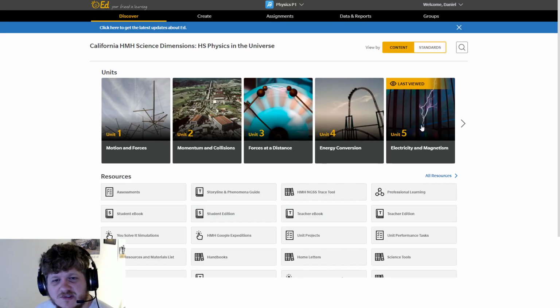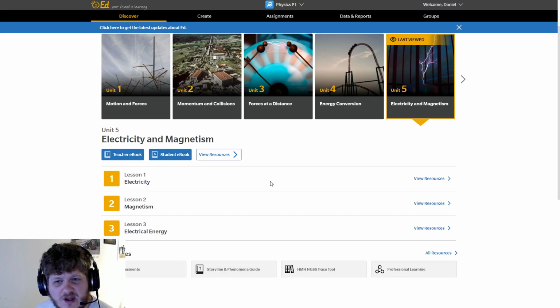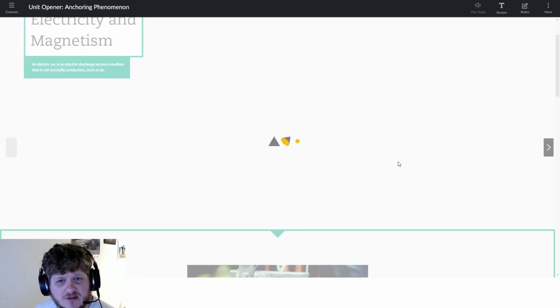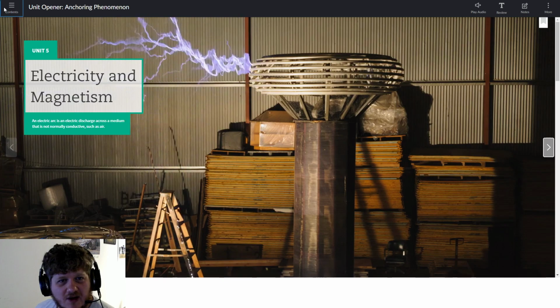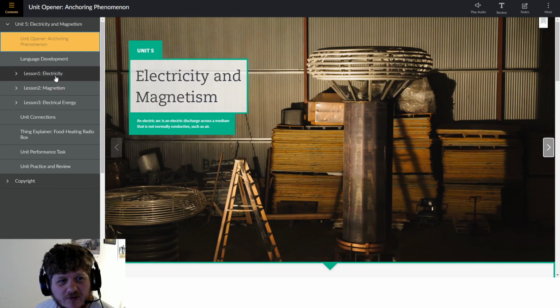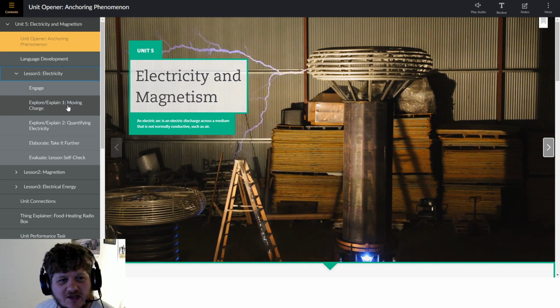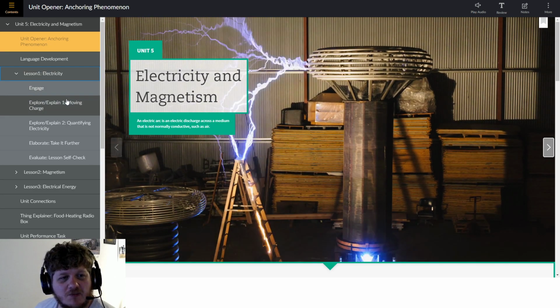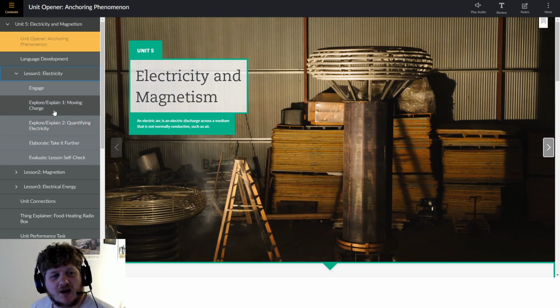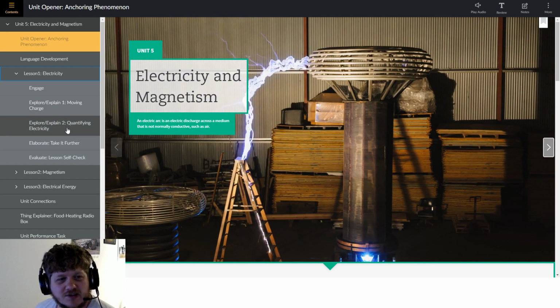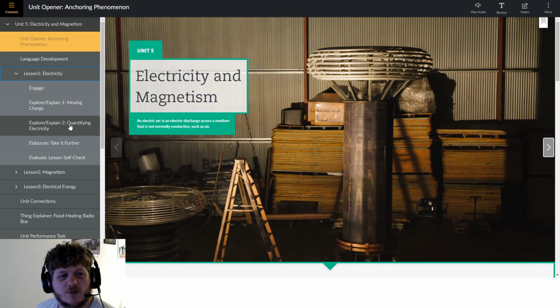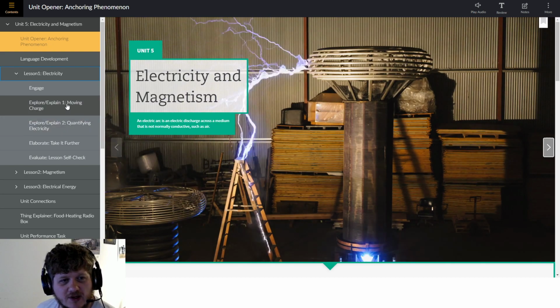Alright, so you click on Unit 5, and then what we're going to be doing is Lesson 1. So you can click on that, or you can just click Student eBook, and it'll load up the ebook for the unit, and then under Contents, we can skip over to Lesson 1, which is Electricity, even though it's really cool to sort of see the Tesla coil going. And what we're going to be doing today is working on Explore Explain 1 and Explore Explain 2, and this will be sort of what I'll have you do for this week.